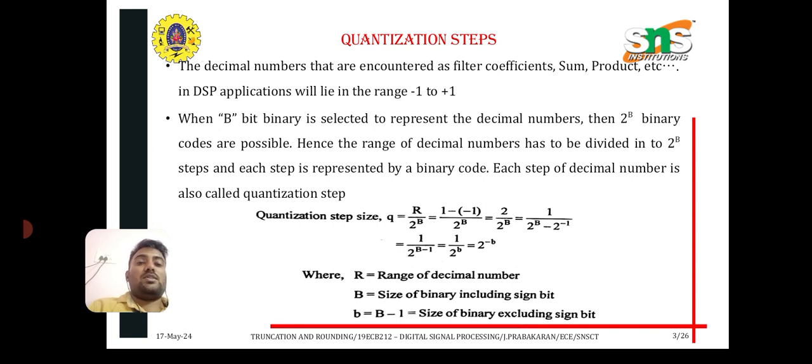The most important quantity is the quantization step size, which is represented by q equal to R divided by 2^B, and the limit is +1 to -1. Applying this, we get R equal to 2, which means 2 divided by 2^B. Finally, the quantization step size is 2^-b. R is equal to the range of the decimal number. B represents the size of the binary number including the sign bit, and small b represents the size of the binary number excluding the sign bit.